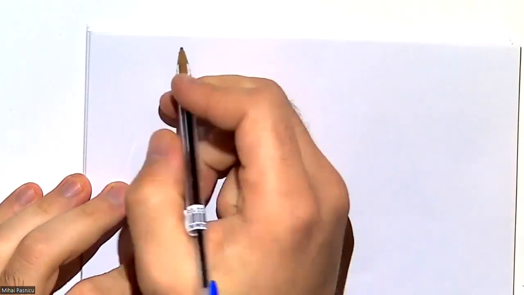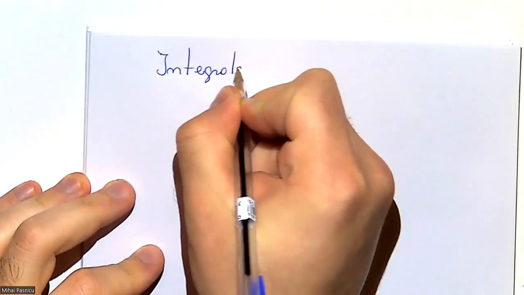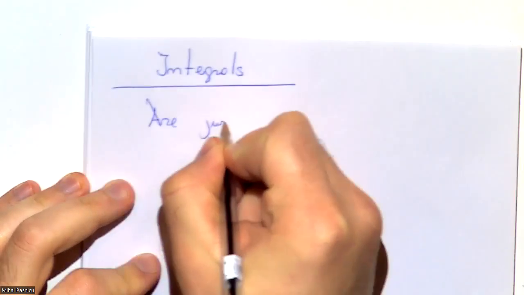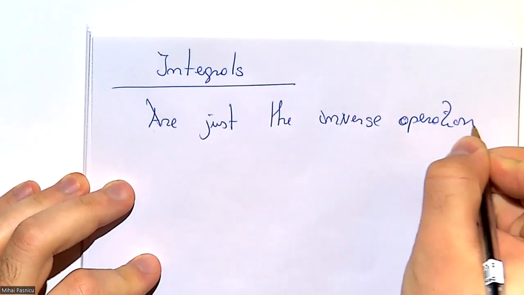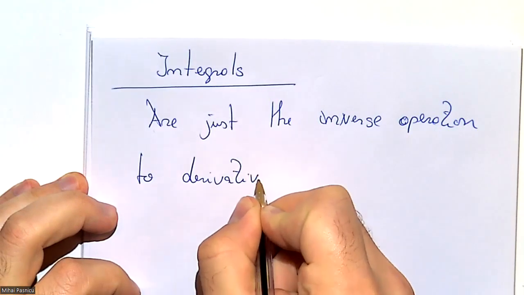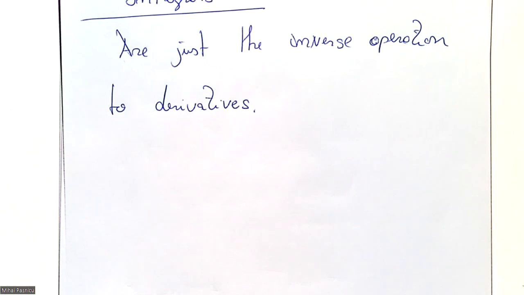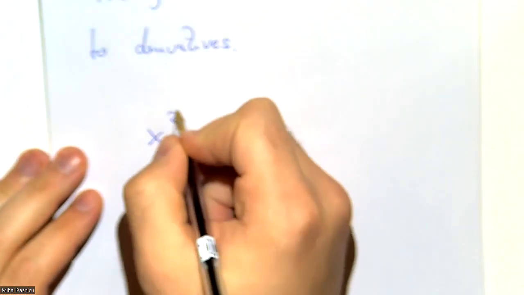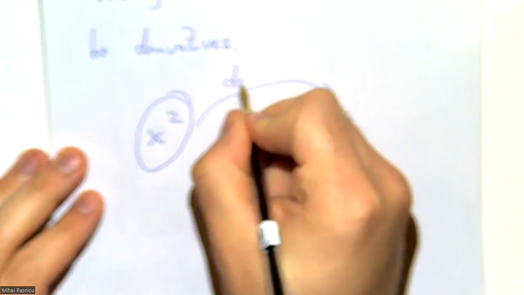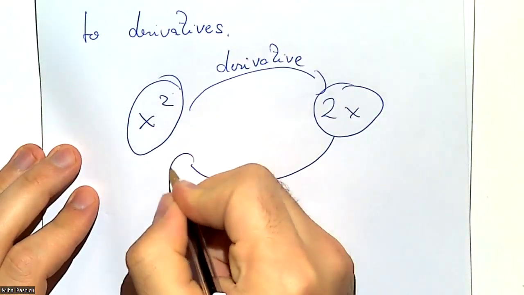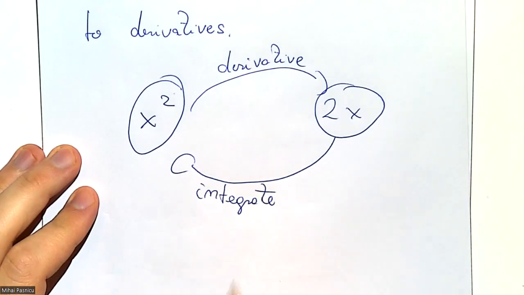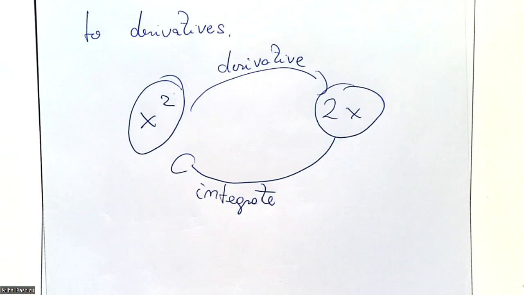Why? Because integrals are just the inverse operation to derivatives. What do I mean by this? Let's say we start at x squared. Okay. If I take the derivative of this, I get 2x. Okay. If I integrate this, 2x, I'm going to get x squared. Okay. And this is literally all the theory you have on integrals. It's just understanding that it's the inverse operation of derivative.